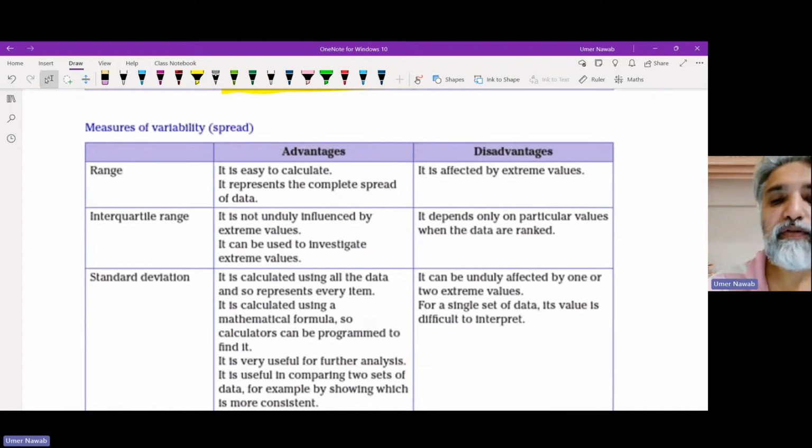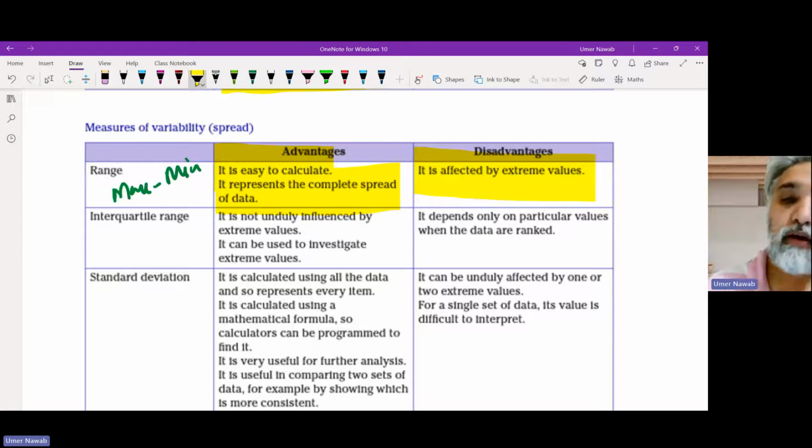Now we come to the measures of variability. Range is a very easy thing, which equals the maximum value in the data minus the minimum value in the data. Number one, it is very easy to calculate, and it tells you how much the data is spread. However, range is badly affected by the extreme values. Suppose you have very big values and very small values, and you consider them to find the range, so range is affected by the extreme values.